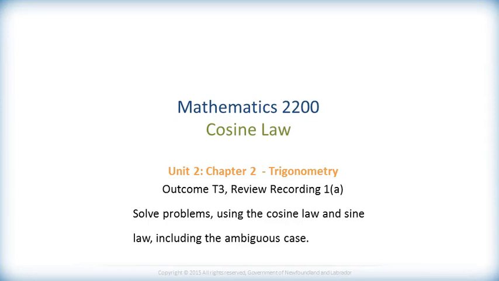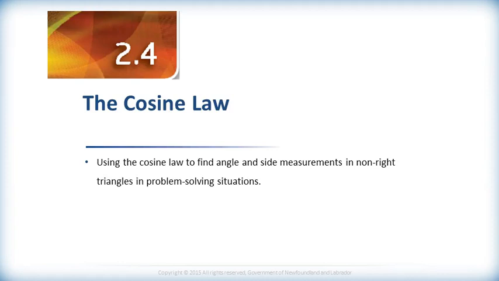Welcome to Review Recording 1A on the Cosine Law for Unit 2, Chapter 2 of Mathematics 2200. This recording accompanies instructional recording 1A on the same section. We'll be using the cosine law to find angle and side measurements in non-right triangles in problem-solving situations.